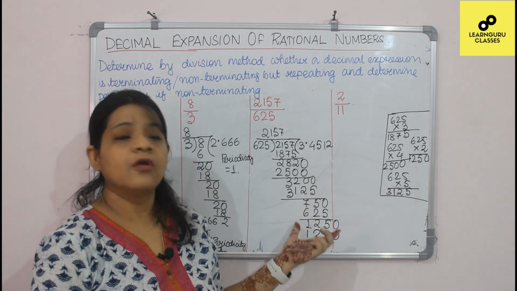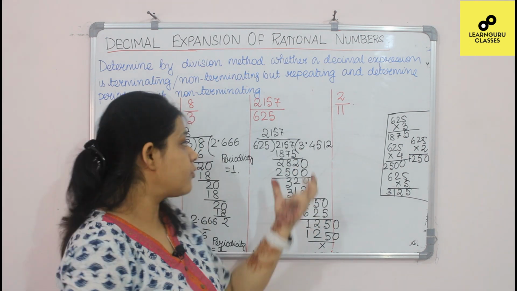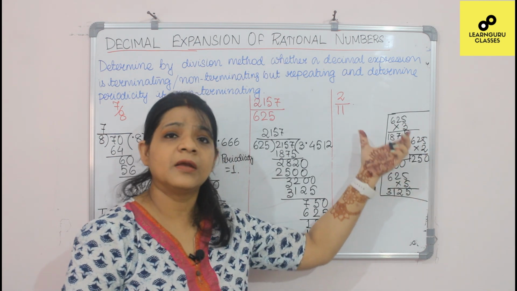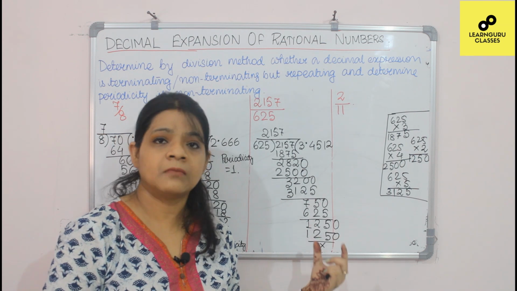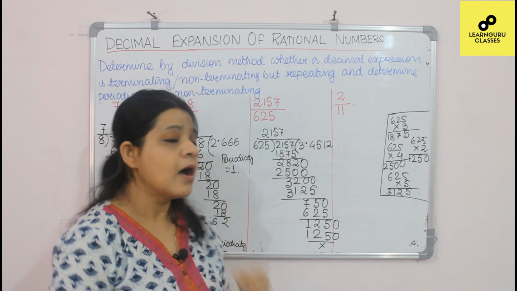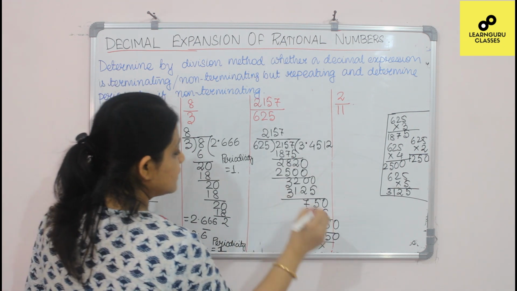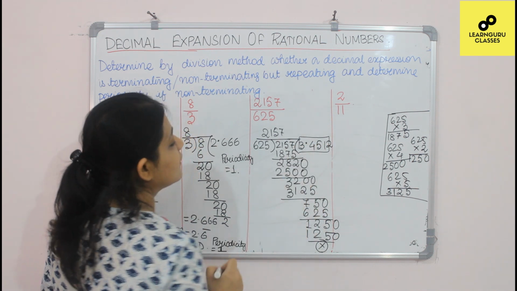So this is a long division. These calculations, try to do it by yourself. Probably the rough work may not be visible to you, so I urge you to do the division by yourself and match the answer with me. Since the remainder is 0, this is the required decimal expansion.